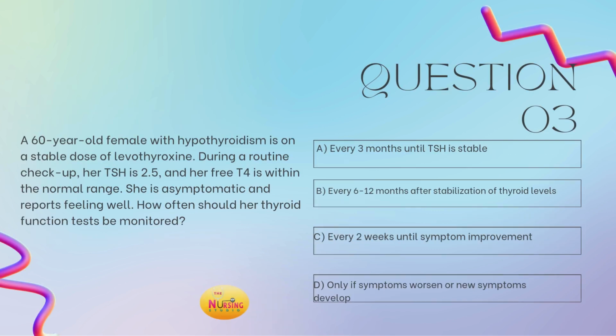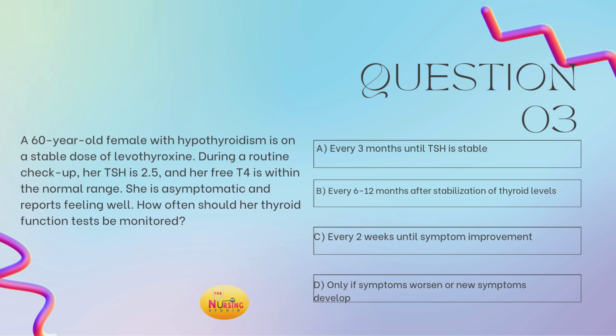All right, and question number three, a 60-year-old female with hypothyroidism is on a stable dose of levothyroxine. During a routine checkup, her TSH is 2.5 and her free T4 is within the normal range. She is asymptomatic and reports feeling well. How often should her thyroid function tests be monitored?